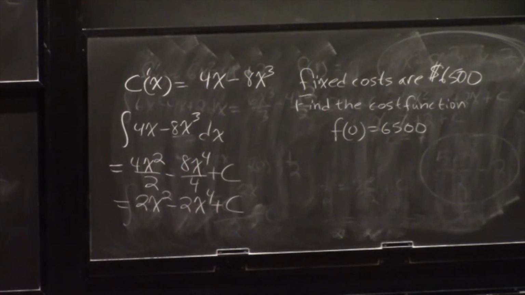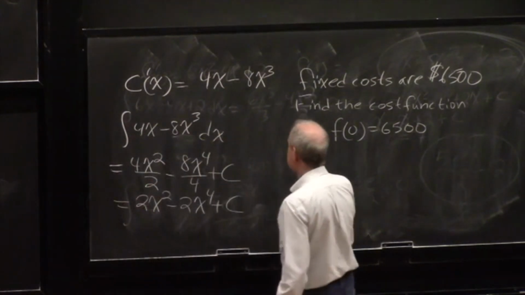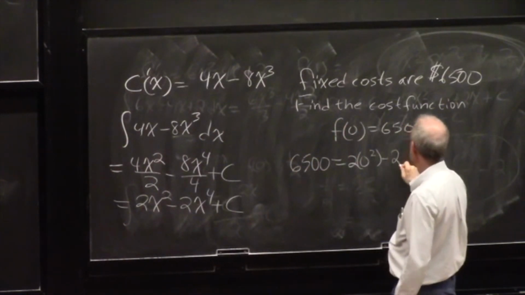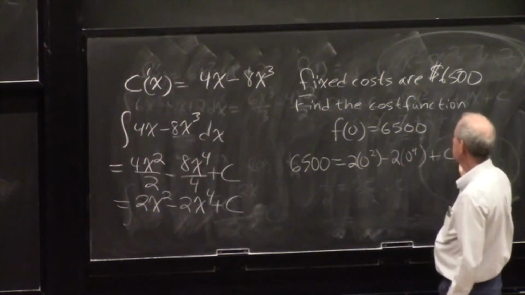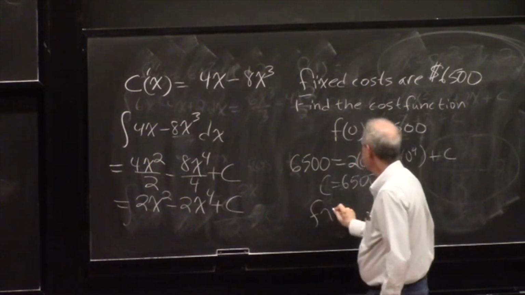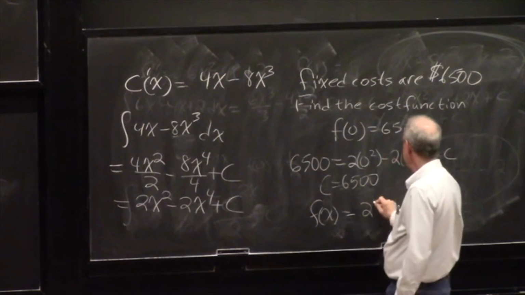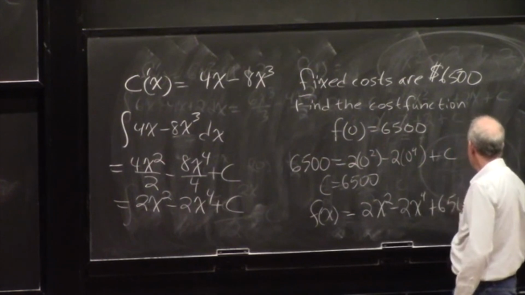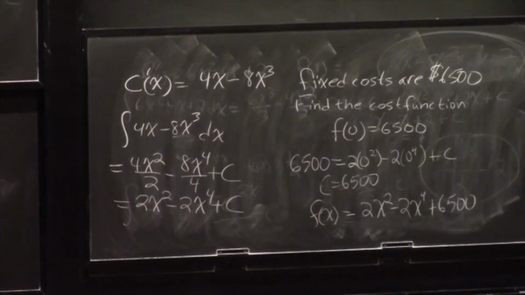This is unrealistic because over time your cost will drop to 0, which doesn't make any sense. Marginal cost can come down, but 0 is hard to do. Now, f at 0 is 6,500, so that says 6,500 is 2 times 0 squared minus 2 times 0 to the 4th plus c. So c is 6,500. So your manufacturing cost is 2x squared minus 2x to the 4th plus 6,500. Okay? So far, so good?